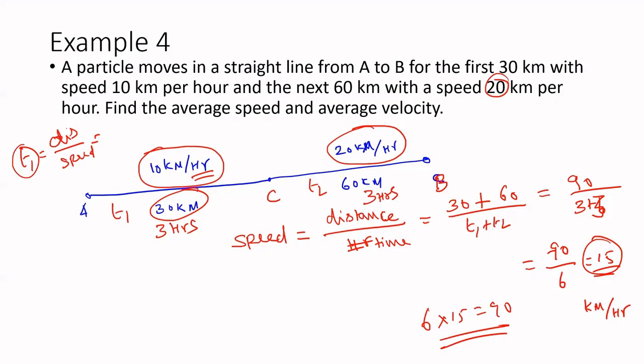That's why velocity is also equal to 15 kilometer per hour, because same direction. Since distance equal to displacement, that's why velocity is the same.